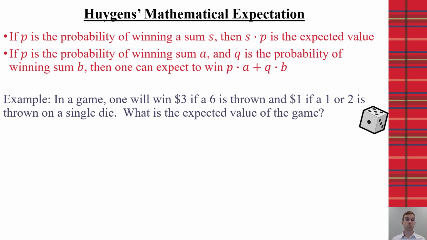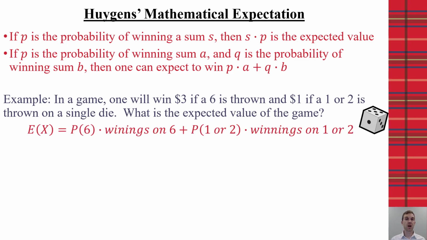Say in a game, one will win $3 if a 6 is thrown and $1 if 1 or 2 is thrown on a single die, a 6-sided die. What's the expected value of the game? So we can use the mathematical expectations of Huygens with the sum here. And we know that the probability of a 6 times what I can win by rolling a 6 plus the probability of a 1 or 2 times what I can win on a 1 or 2 will be the expected value.